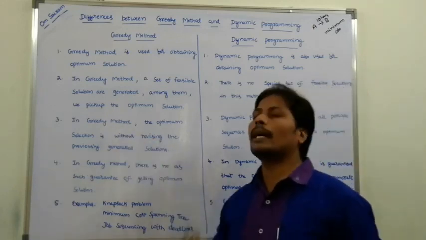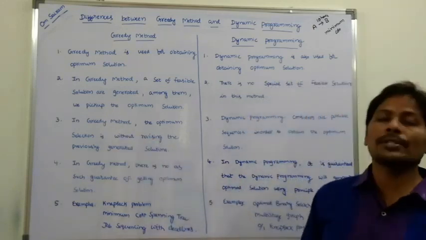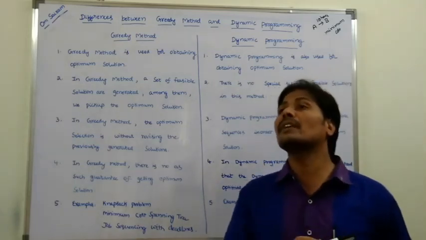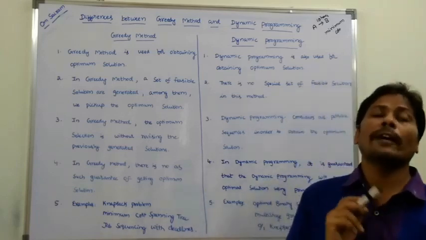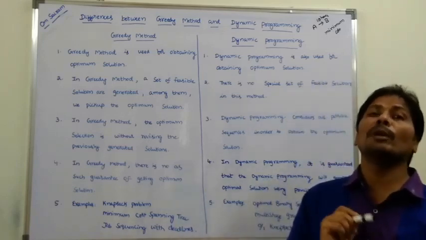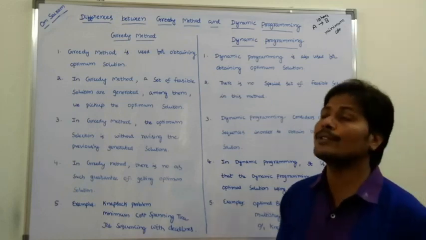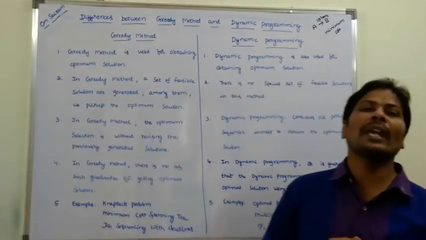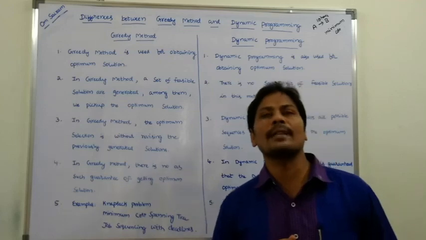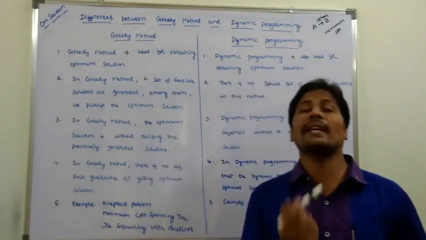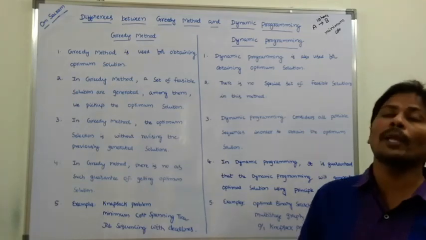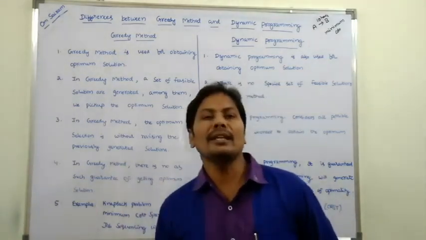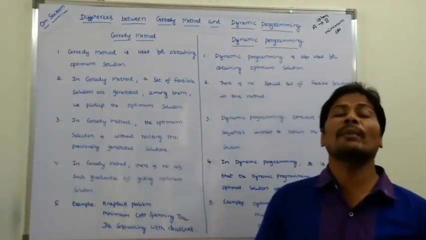Next, in the greedy method, the optimal selection is generated without revising previously generated solutions. For finding the optimal solution, we do not consider the previously generated solutions in the greedy method. In dynamic programming, we consider all possible sequences that were previously generated, for getting the optimal solution in the future. Next, in the greedy method, there is no such guarantee of getting the optimal solution.